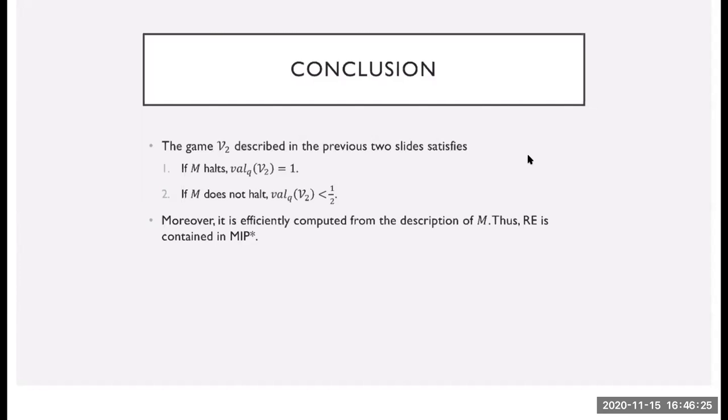And that's it. This is a game that if you can decide whether it has value 1 or value smaller than 1/2, you will know whether the Turing machine halts. But we know that for some Turing machines we can say, but not for every Turing machine we can say whether it halts or not. So it means that not for every game we can decide whether it has value 1 or value bounded from 1/2. So deciding whether a Turing machine halts lives inside MIP star.